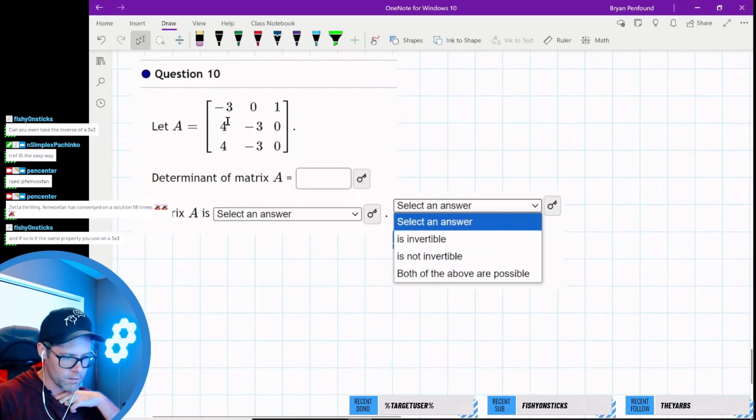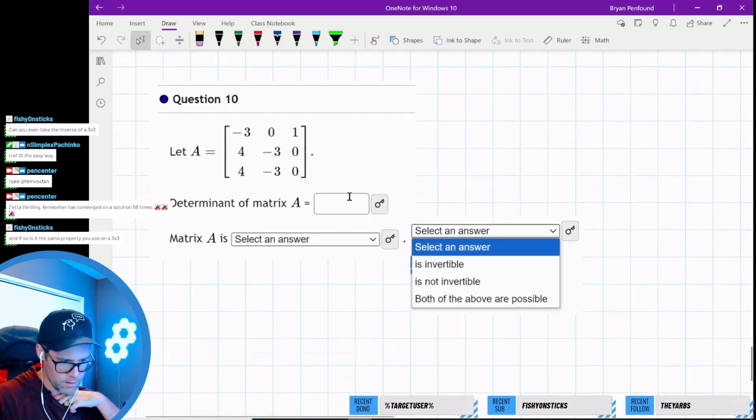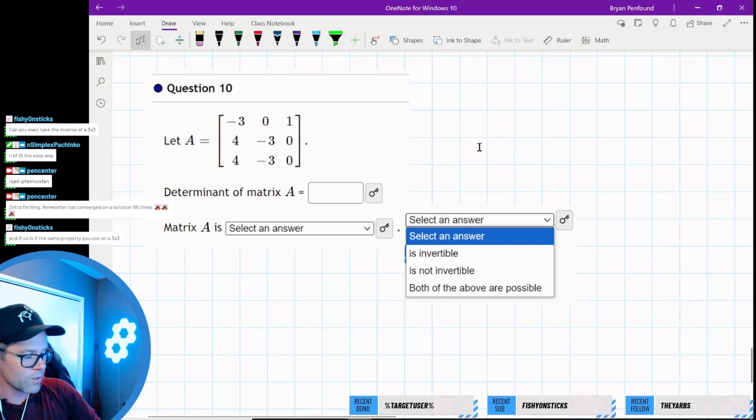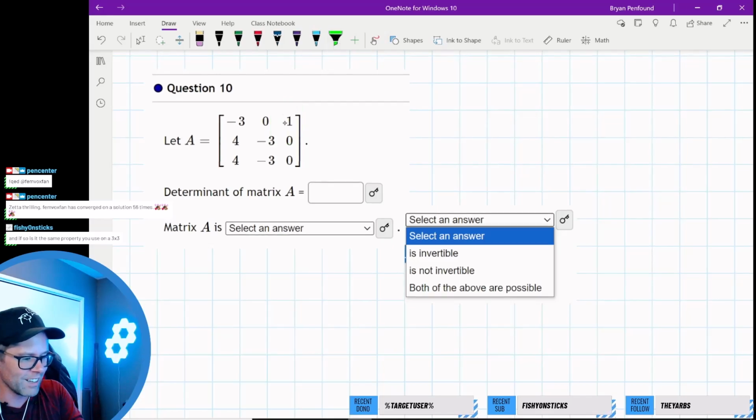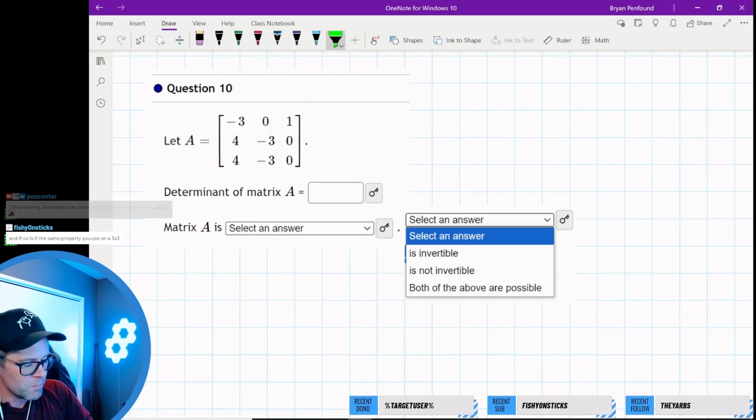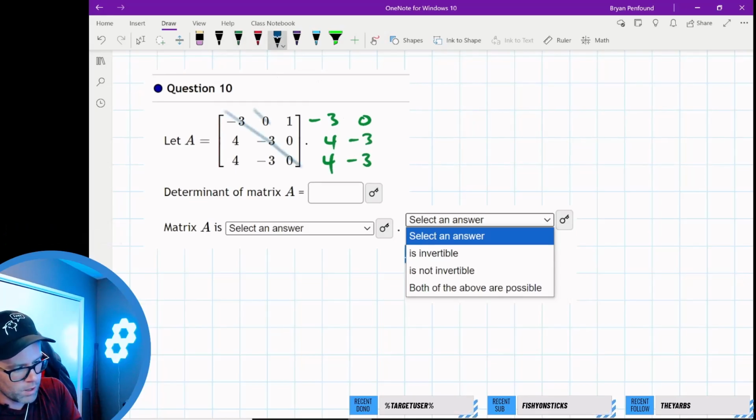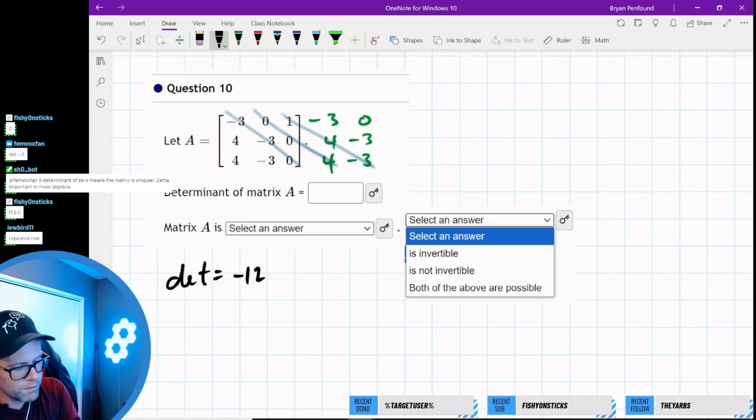Okay, last one, I think, is question 10. So we have this one here. The determinant, ooh, what is the determinant of this one? There's a 1 here, right? So it's not lower triangular anymore. So I'm going to use the old-fashioned method, which is to put those numbers here, here, and here. And then I'm going to do some multiplying. So that's 0, that's 0, that's -12. So my determinant is -12 for the addition.